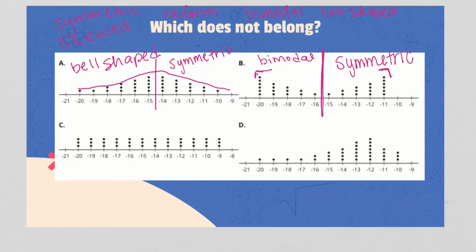Okay. C is going to be uniform, because the data values are evenly distributed throughout the range of the data. We could also say that it is symmetric because I could still draw a line through the center. Let's see, is that about right there? So there's 1, 2, 3, 4, 5, 6, 1, 2, 3, 4, 5, 6 on both sides, and they look exactly the same. So that's also symmetric.